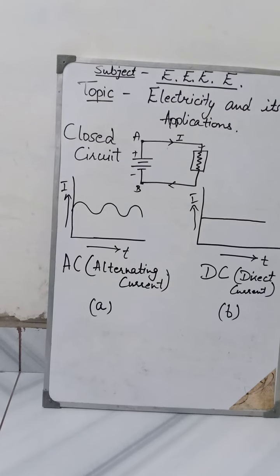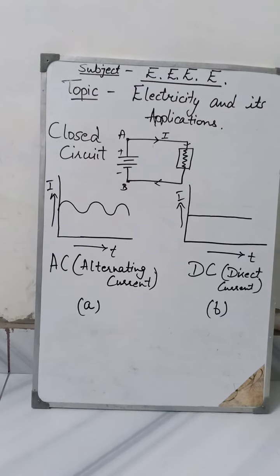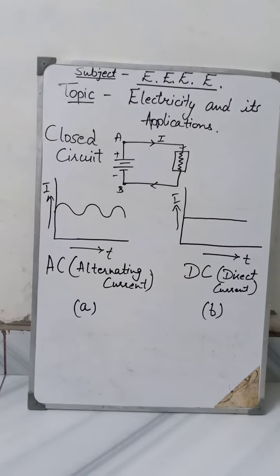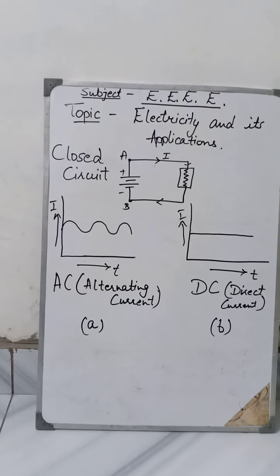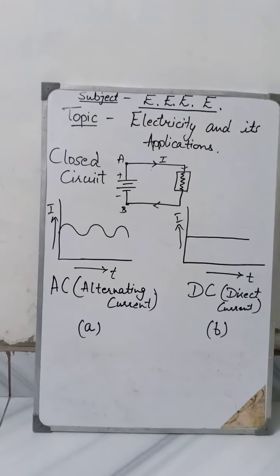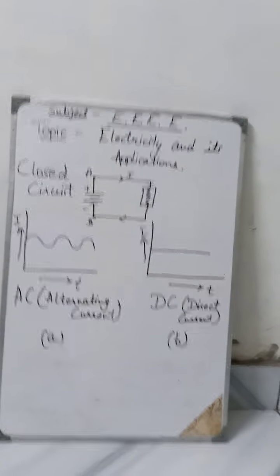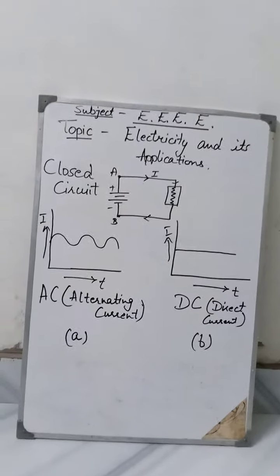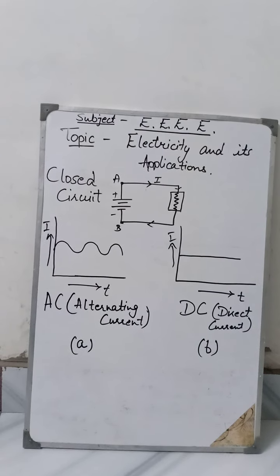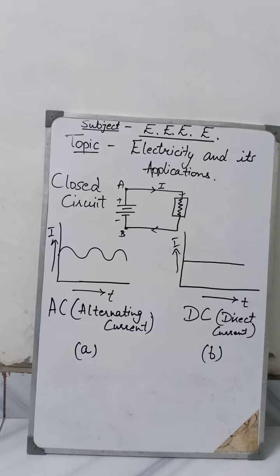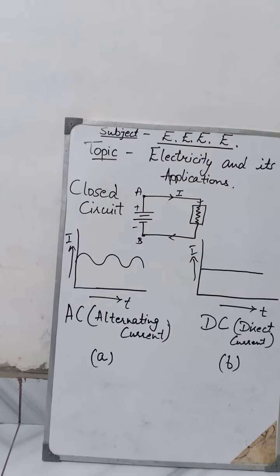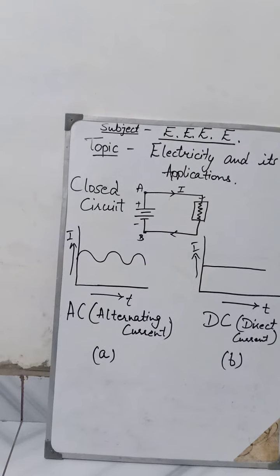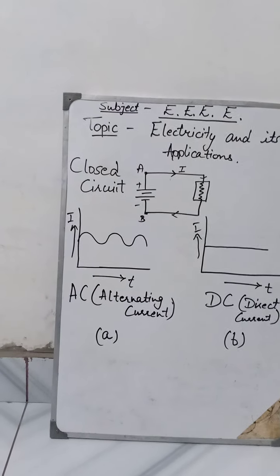Alternating current is that which changes in magnitude and direction periodically. As shown in figure A, the graph is depicting the time period in the horizontal line, and at the vertical it is current. So the current is changing periodically with time. The direction and the magnitude of the current is changing, which flows through an electrical circuit. So alternating current is this.